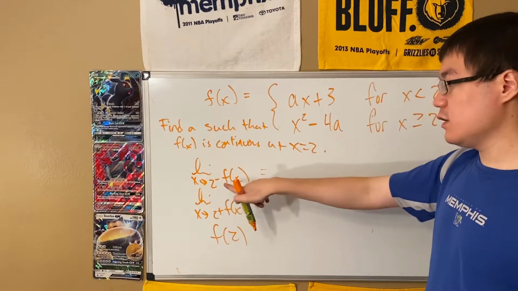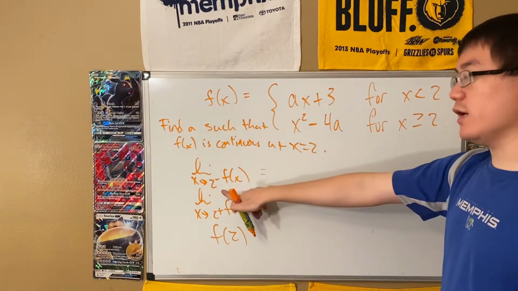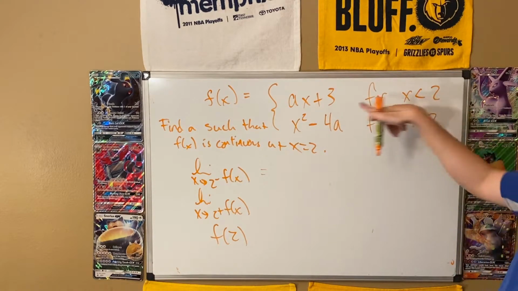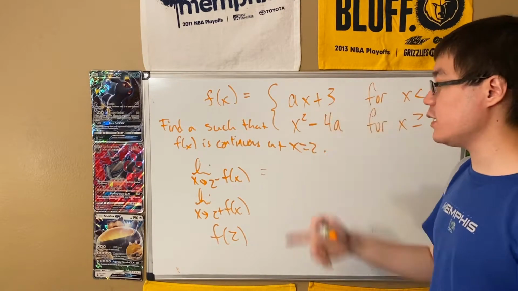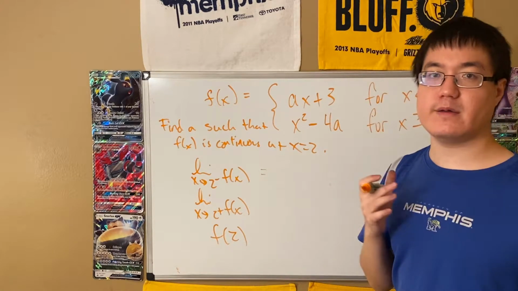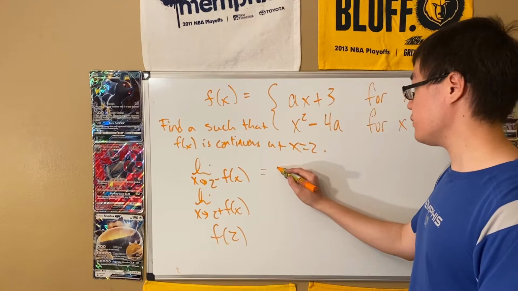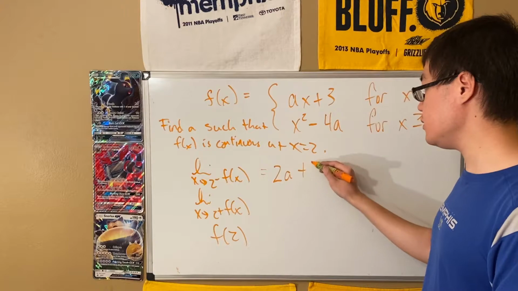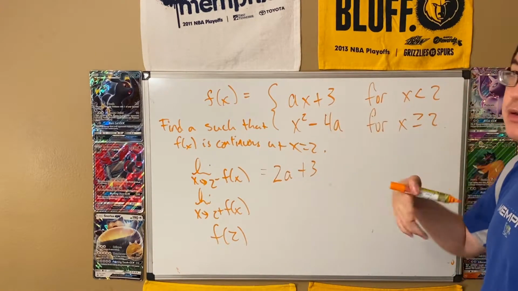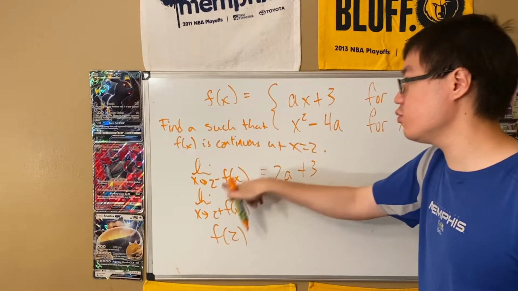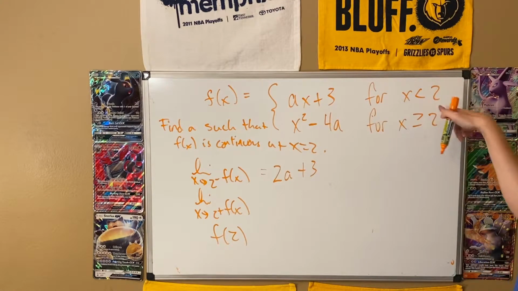For the left one, that means you're approaching x equals 2 from the left. We're going to be plugging it into this. So when we plug this in, we're obviously not plugging in for a. We're plugging in for x because we're solving for a. So it looks like we're going to get 2a plus 3. Again, I just plugged x into the appropriate thing. The 2 into the x, we're doing less than.